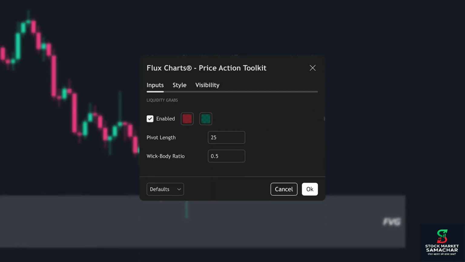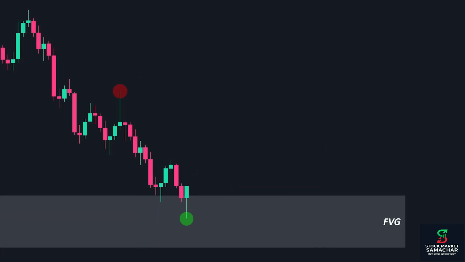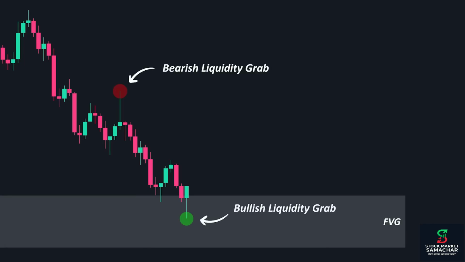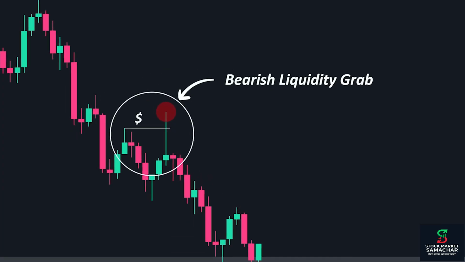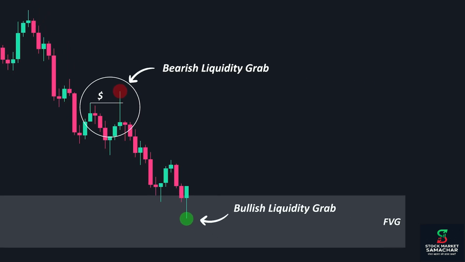When you enable the liquidity grab option in the indicator settings, you'll notice red and green circles appearing on the chart. These represent bearish and bullish liquidity grabs, respectively. When the price wicks above a previous swing high, the indicator marks it as a bearish liquidity grab, signaling a potential downward move.